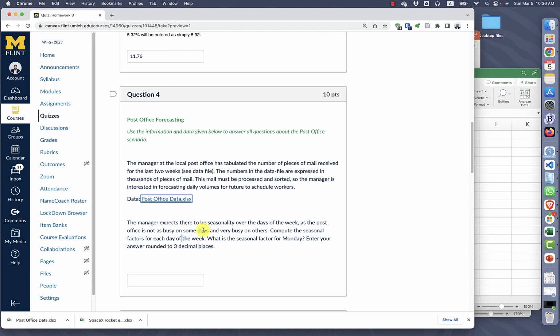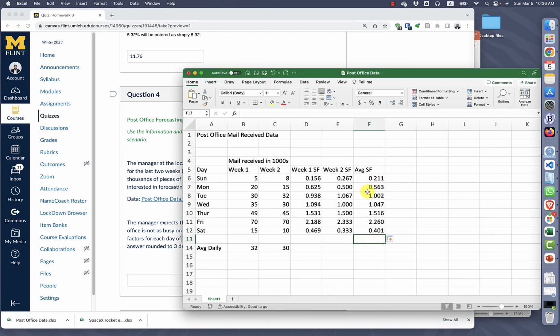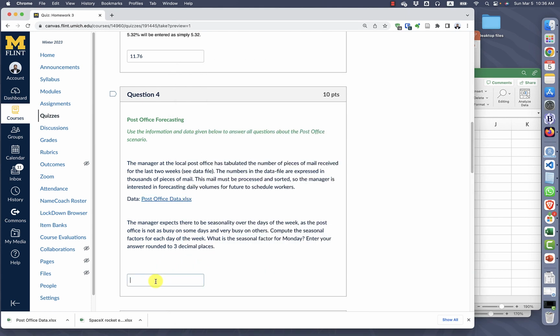We need the seasonal factor from Monday to 3 decimal places. That will be 0.563. Okay, don't use this because they are all estimates from one cycle of data. You want to average over the estimates from all the cycles in the data you have. We have 2 weeks, 2 cycles. So the average across the two will be the average of this and this, which is 0.563.